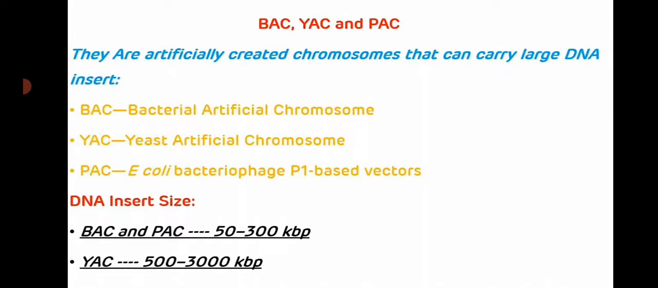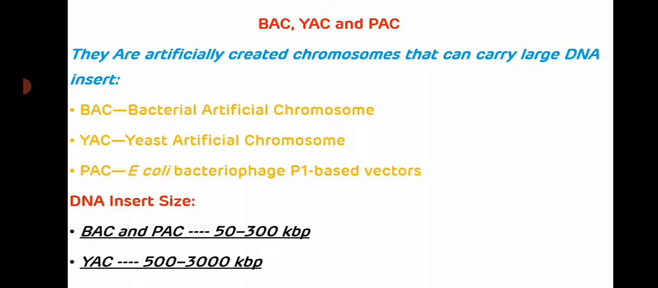Then there are other BAC, YAC and PAC. These are artificially created chromosomes. So they can carry large DNA inserts. BAC is nothing but bacterial artificial chromosome, and these are similar to E. coli plasmid vectors obtained from naturally occurring F plasmid of bacteria. They are used to study genetic disorders, and they can accommodate large DNA sequences without any risk. Other cloning vectors are YAC, yeast artificial chromosome, and PAC or E. coli bacteriophage P1 based vectors.